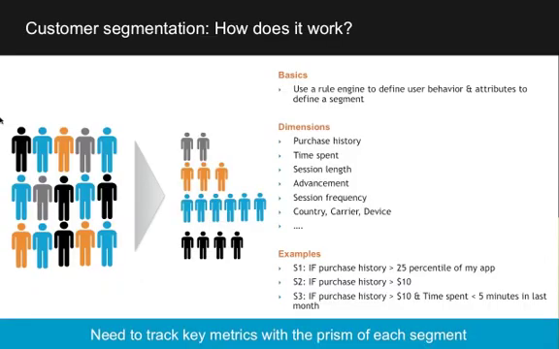So customer segmentation, how does this really work, right? The concept is awesome. How do you actually practically do this? Fairly simple. What you need here is a flexible rule engine, which helps you define the behaviors or the attributes that you want to use as dimensions, right? And these dimensions could be, as I said, purchase history, saying I want to segment users who purchased more than a certain amount or less than a certain amount in the last month, for example.